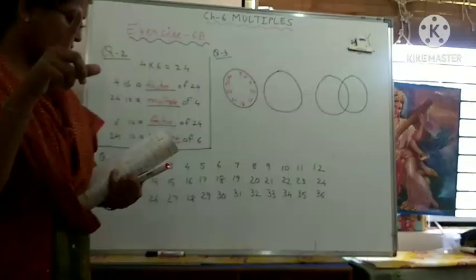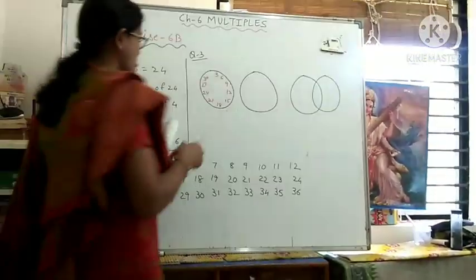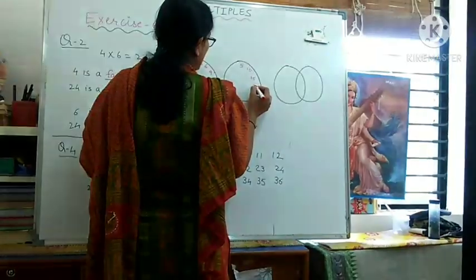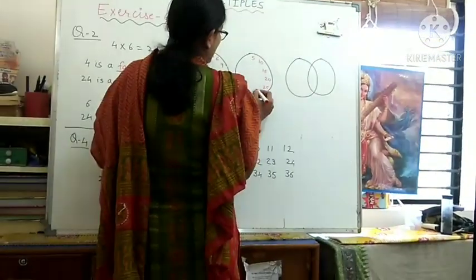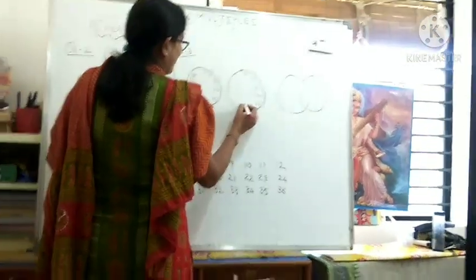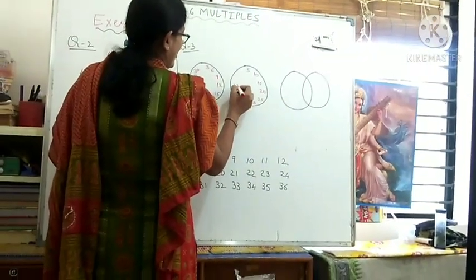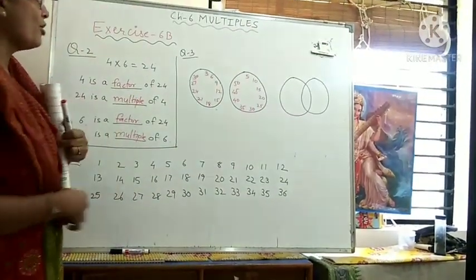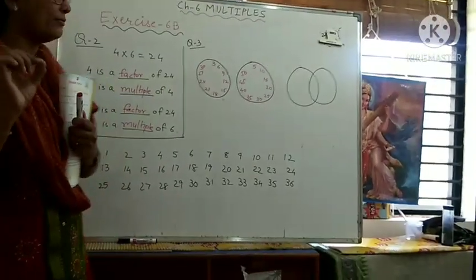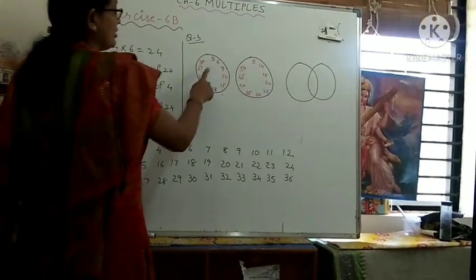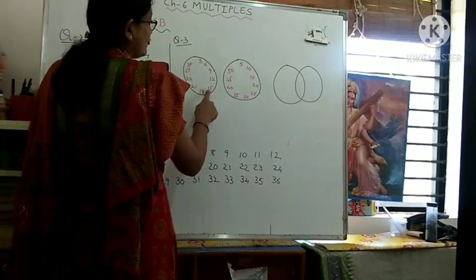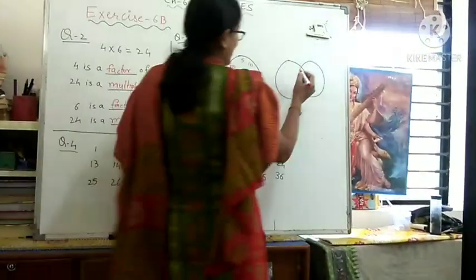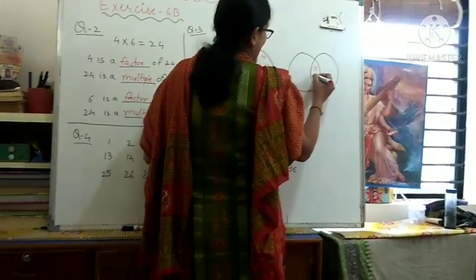Now in the second circle we have to write the first 10 multiples of 5. So I am writing here 5, 10, 15, 20, 25, 30, 35, 40, 45 and 50. Right? Now what we have to do is, from both of these, what is common? Which number is common? Let us find out. See here, 15 is common and 30 is common, right? So I will write here in the between part, 15 and 30.